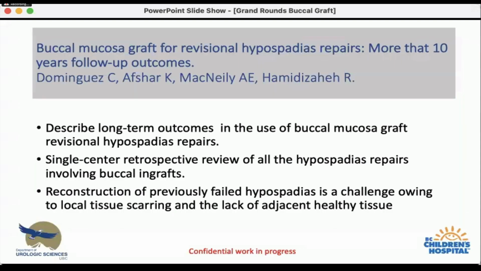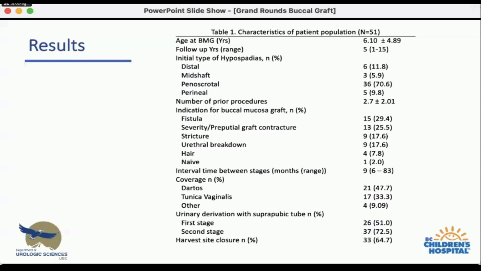So we conducted a retrospective study. Our objective is to report the long-term outcomes of buccal mucosa graft for failed hypospadias, knowing that this is challenging due to the local tissue scarring and the lack of adjacent healthy tissue. So we reviewed the charts of all 51 patients who underwent buccal mucosa graft to repair hypospadias between January 2004 to December 2021. In some patients with severe penile curvature, some corrective procedures took place prior to grafting. So this table summarizes the patient characteristics.